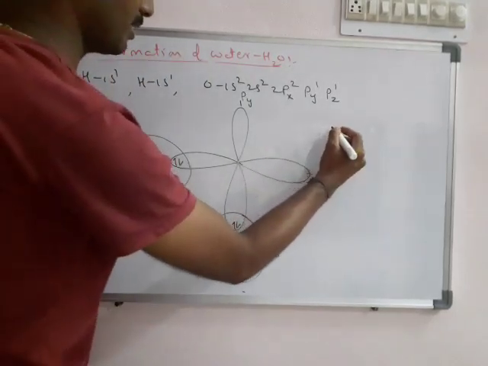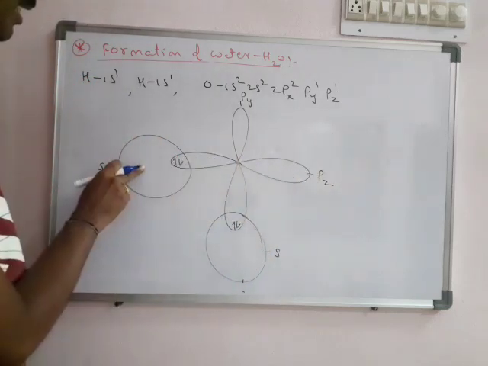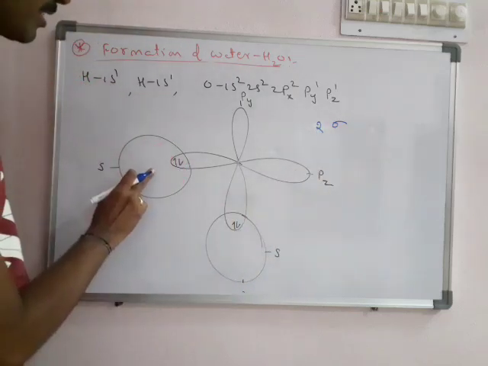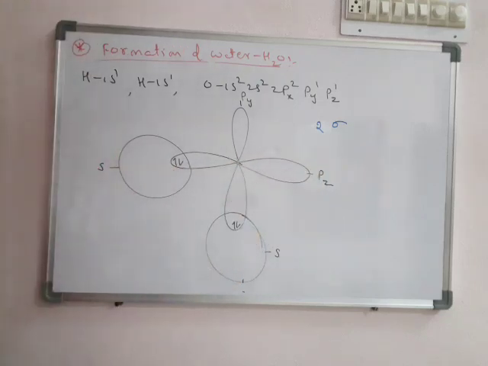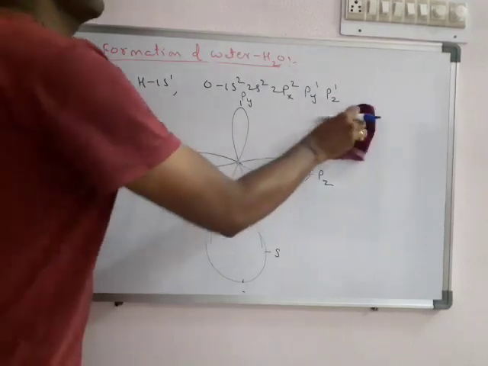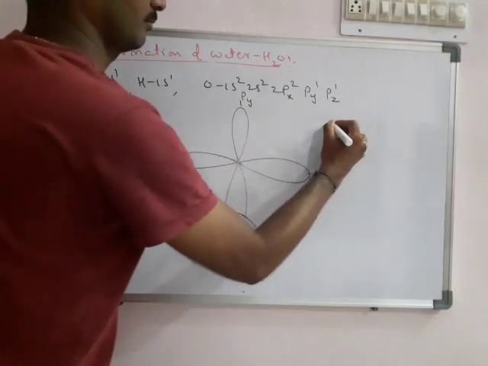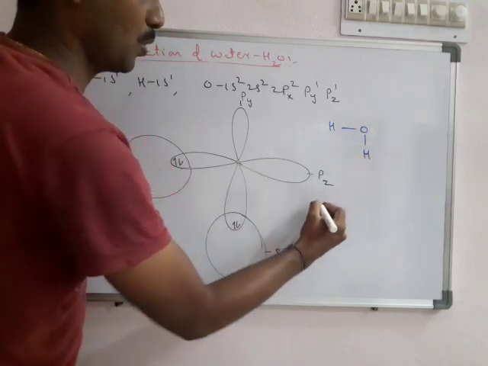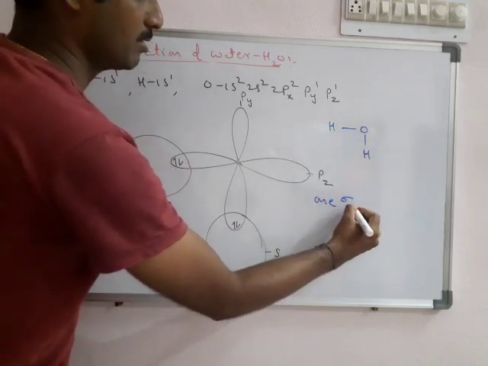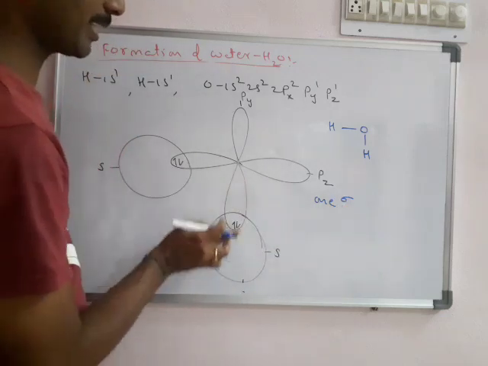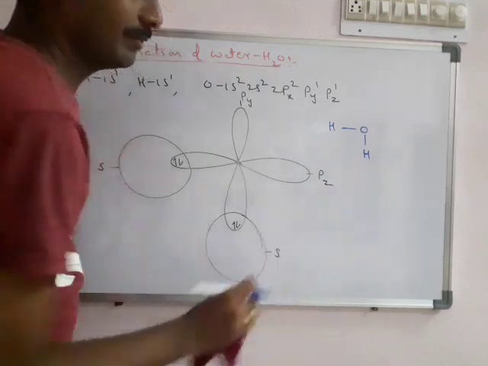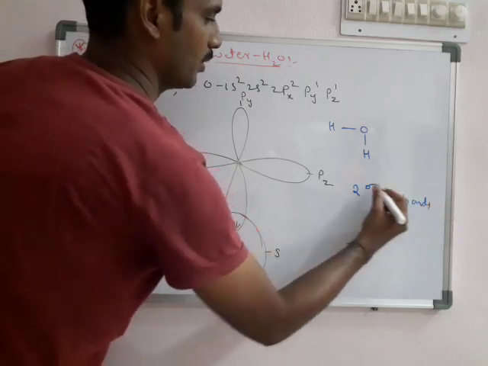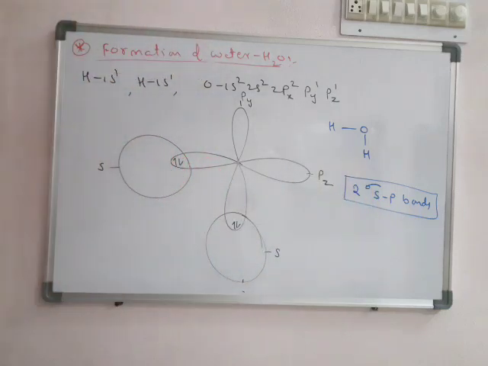So now we can write one p orbital, and this is the s orbital of hydrogen. So how many bonds in total? Two sigma bonds, one between the oxygen and each hydrogen. So in H2O there are two covalent bonds present. One is sigma sp, and the second is also sigma sp. So simply we can write that oxygen has two sigma sp bonds. Okay, there is a presence of two sigma sp bonds.